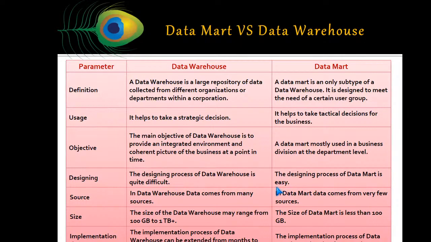But the data marts is easy because it only deals with a part of the data warehouse. Then sources again come from many sources, it is very few sources. Size of the data warehouse may range from 100 GB to 1 TB plus. So this is a minimum size they are giving in real time basically. So the data warehouse size starts from 100 GB to 1 TB plus. Then again the size of data mart is less than 100 GB.